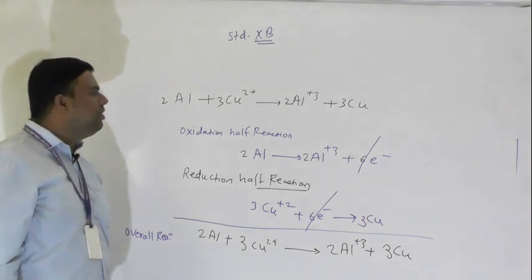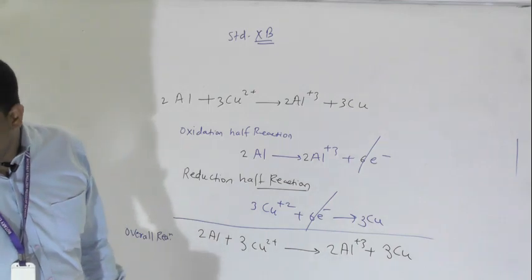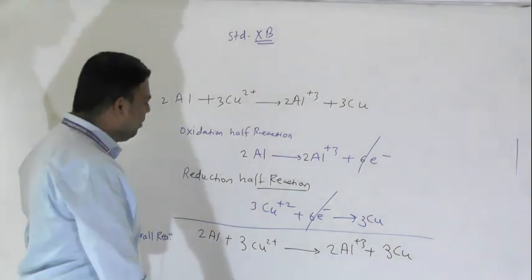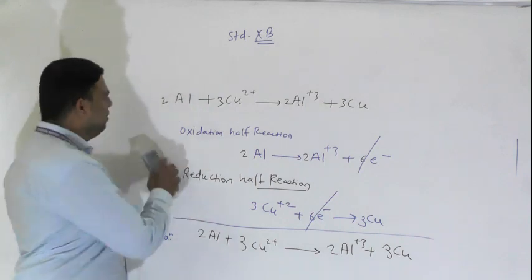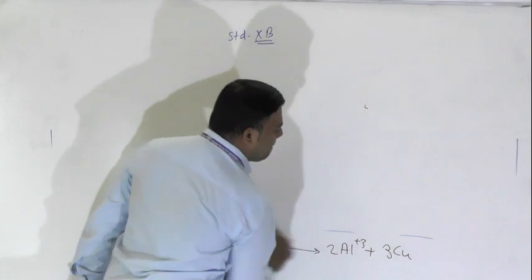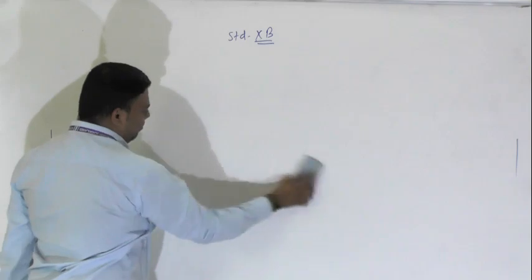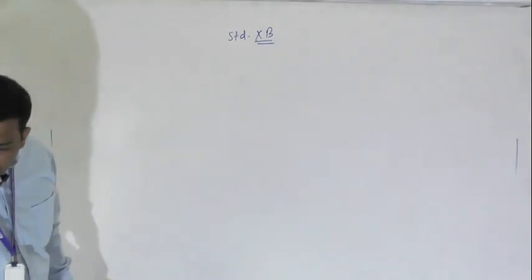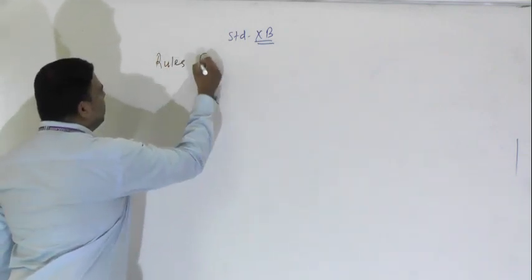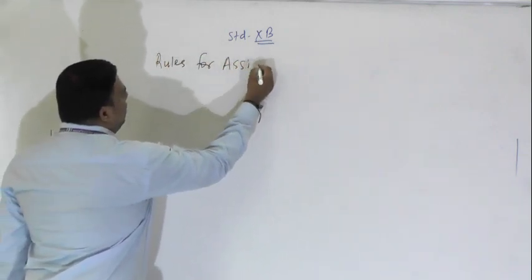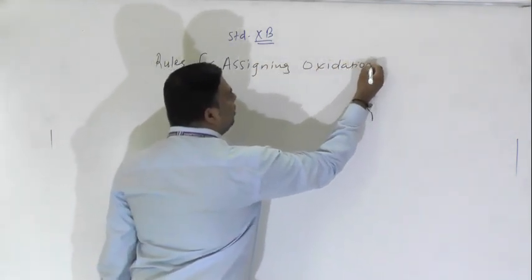Now we will discuss one more example. Or see here, we will discuss one important topic, that is the rules for assigning oxidation numbers. You may solve the examples from your NCERT.